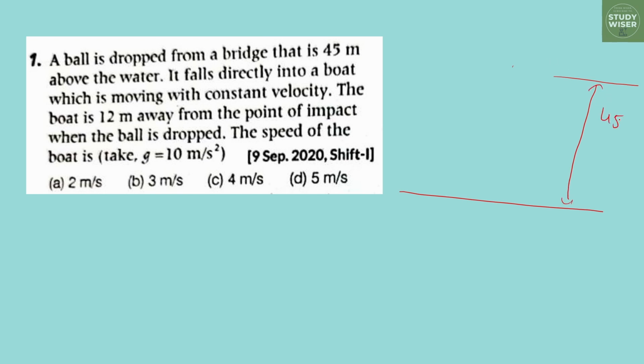ఇక్కడ నుంచి ఒక బాల్ త్రో చేశారు. If it falls directly into a boat which is moving with constant velocity. ఇక్కడ ఒక బోట్ ఉంది. It is moving with constant velocity v. The boat is 12 meters away from the point of impact. ఒకవేళ ఇది ఇక్కడ పడుతుంది అనుకుంటే, this distance would be given as 12 meters away from the point of impact when the ball is dropped. The speed of the boat is.